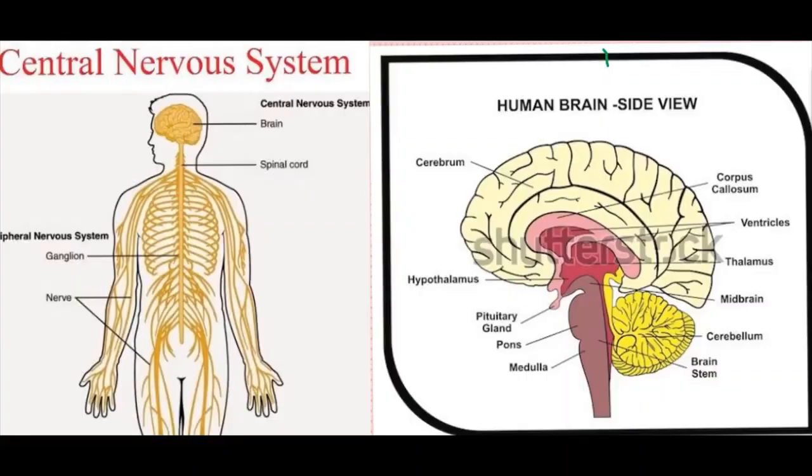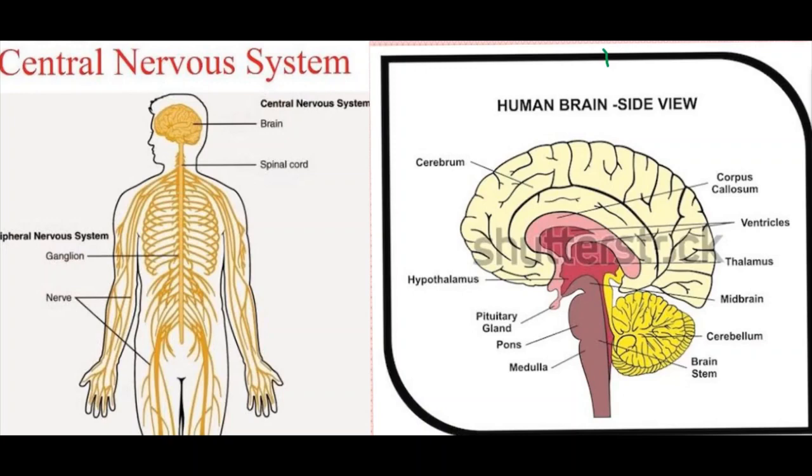Human nervous system. Human beings differ from other animals in our ability to think and take actions, which is due to the well-developed nervous system. The human nervous system is differentiated into the central nervous system, that is CNS, the peripheral nervous system, that is PNS, and the autonomic nervous system, that is ANS.